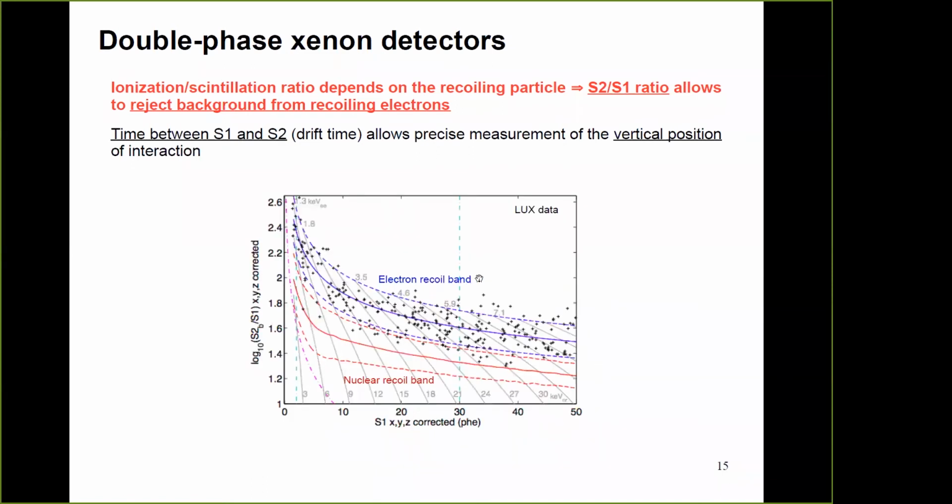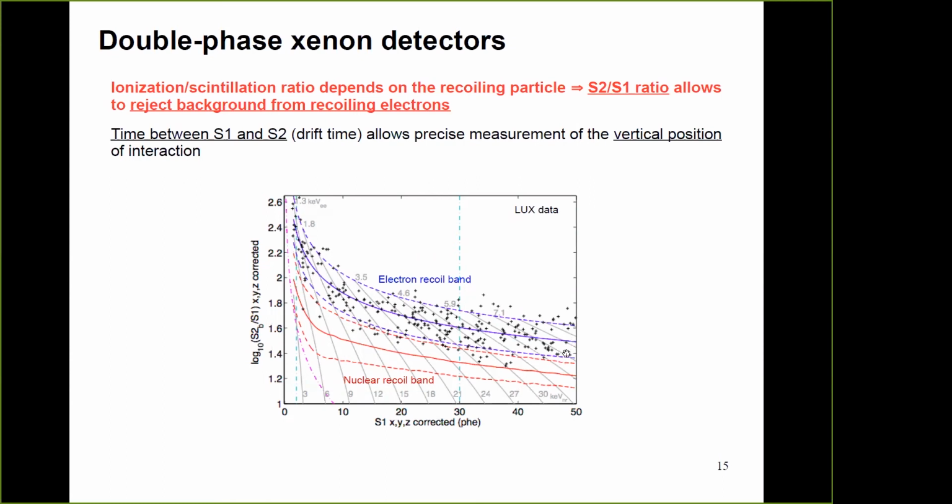And we can see that in this plot here. So this is LUX data, and we can see here two bands. On the x-axis is the S1 signal, the scintillation signal, and on the vertical axis is the ratio between S1 and S2. In this space, we have two populations. The top band is the events with more S2 compared to S1. These are electron recoils, and we see that our background is populated by electron recoils, as we would expect.